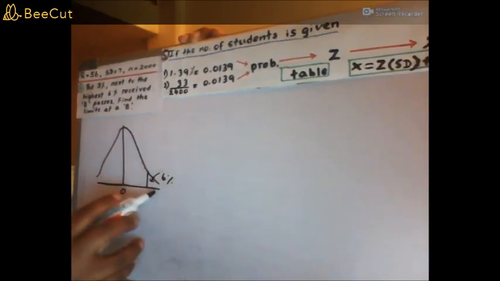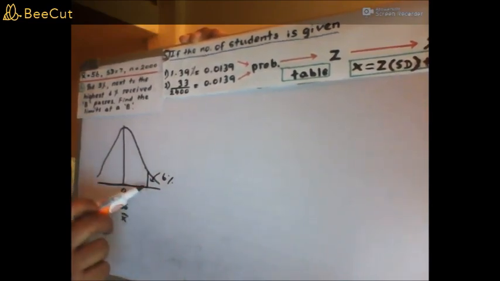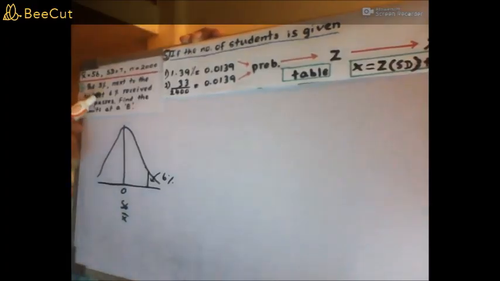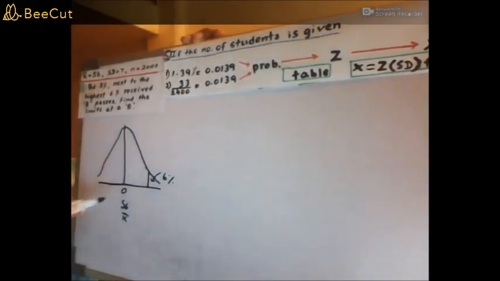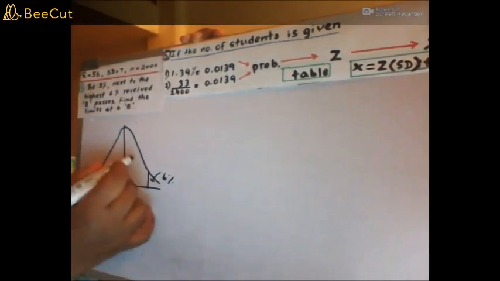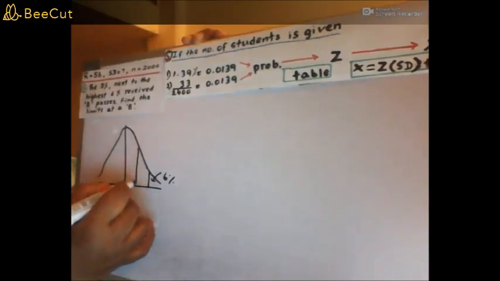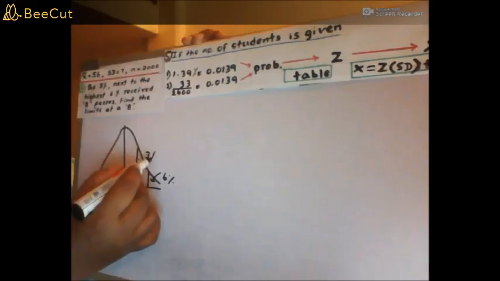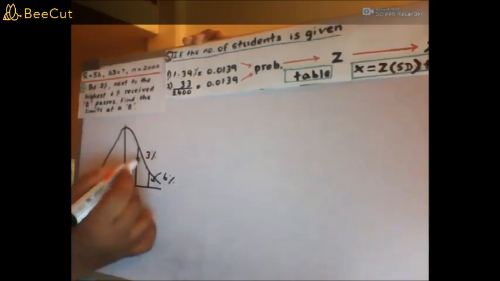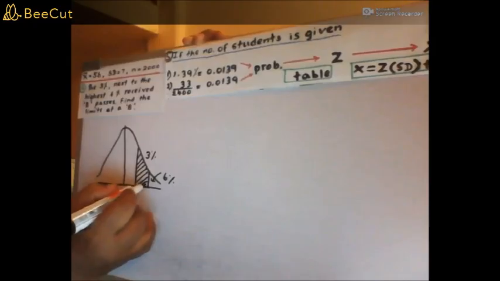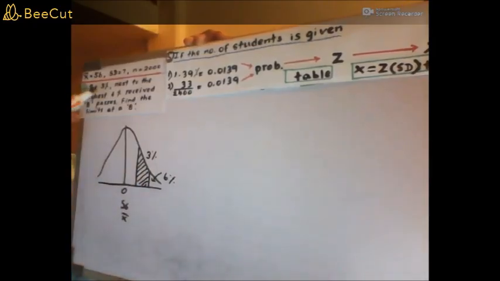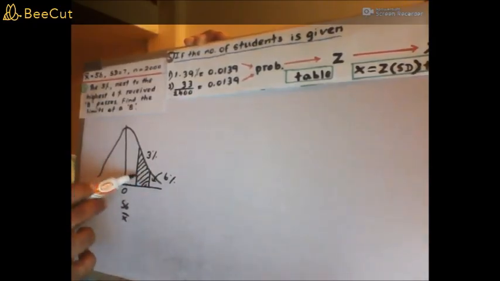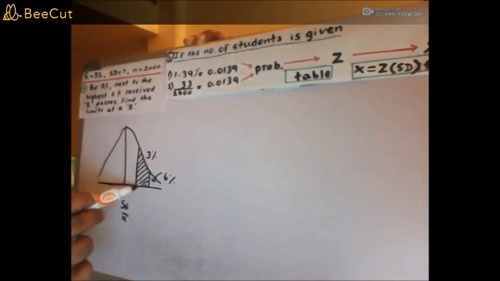Do we have to shade this area now? No, that's not what we need. What's the thing we need? The 3% next to the highest 6% received B passes. So we need the 3%. This is the 3%. Right? This area, this is the 3% who received B passes.